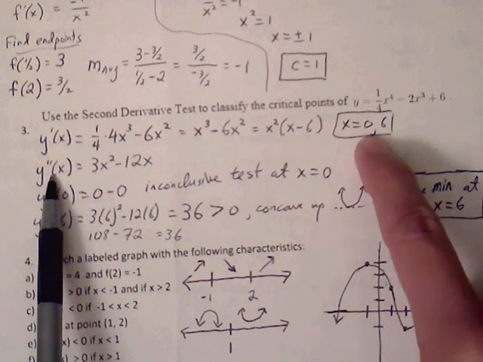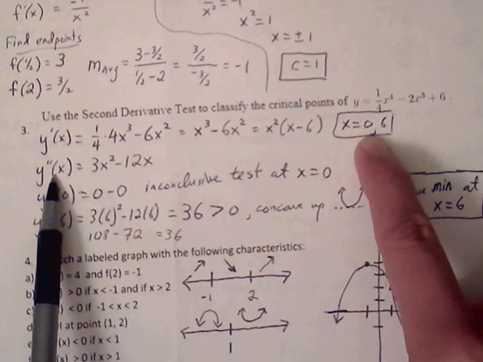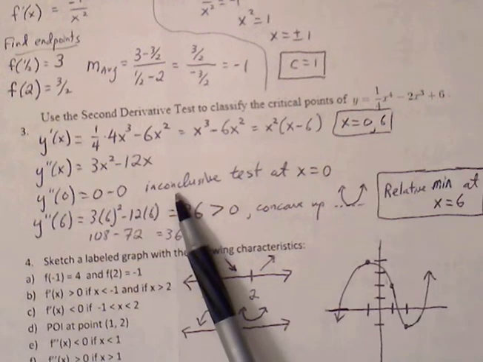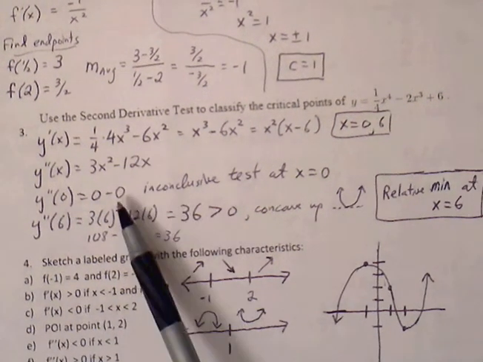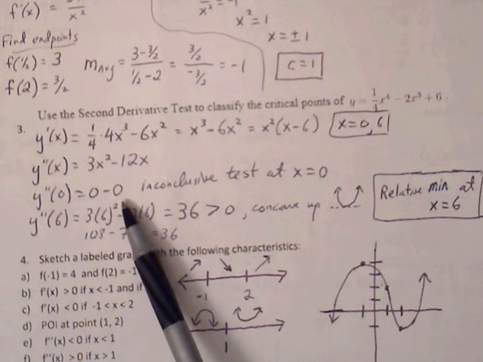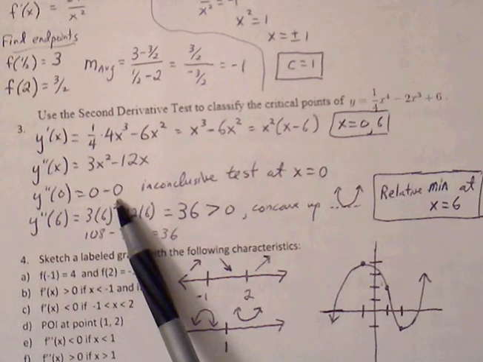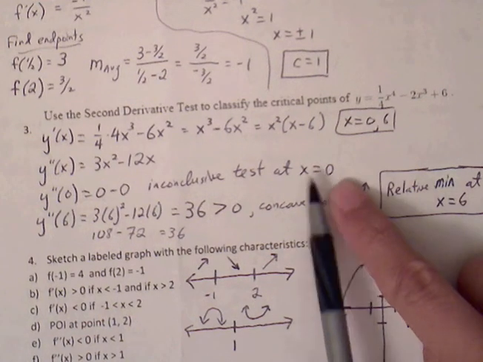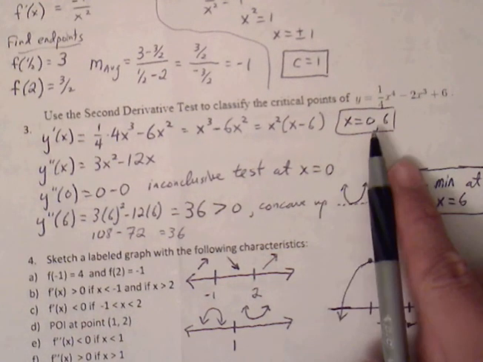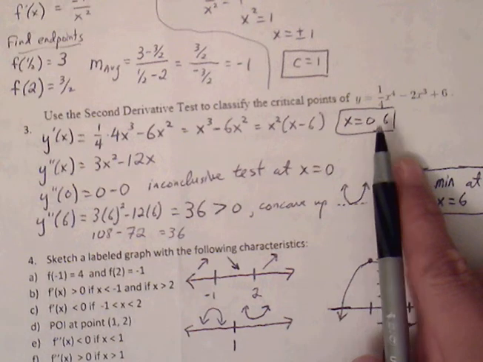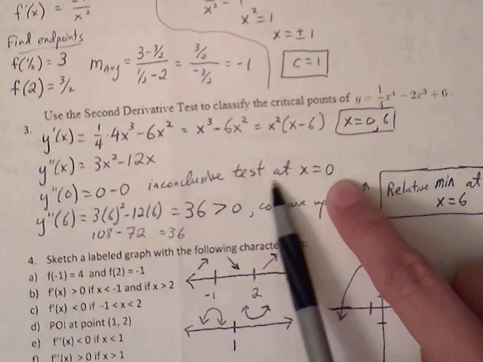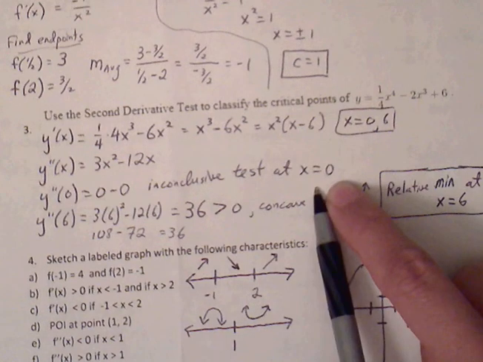So first thing we do is plug 0 into the second derivative. We're going to get 0 minus 0. Now this is going to be inconclusive because 0 is neither concave up nor concave down. So this means the second derivative test is not sufficient to determine whether at 0 there's a relative max, relative min, or neither. We have to leave it like this. We can't say anything conclusive about x equals 0.